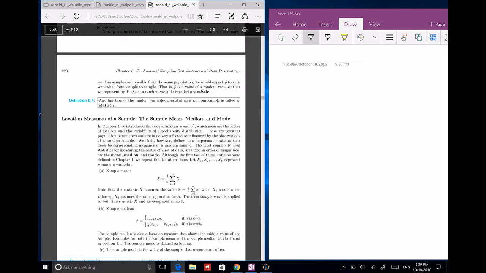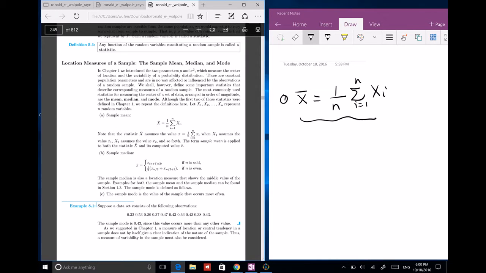Let's look at some definitions of sample statistics. First, location measures of a sample, starting with the sample mean. We select a group of data from the population and find a mean value; that's called a sample mean. It's the same as the mean value we learned in chapter 1: add all the sample data together and divide by how many data points you have. This is the first definition, the mean value. You can use StatCrunch to find the mean value.